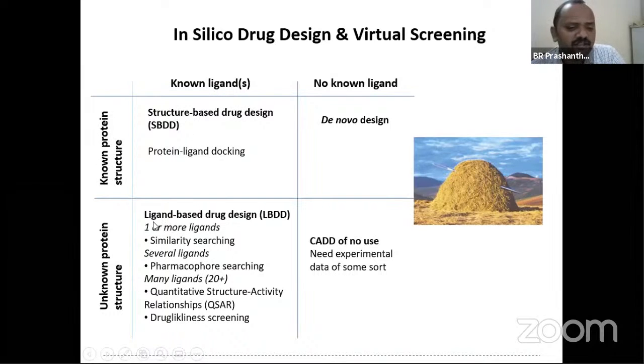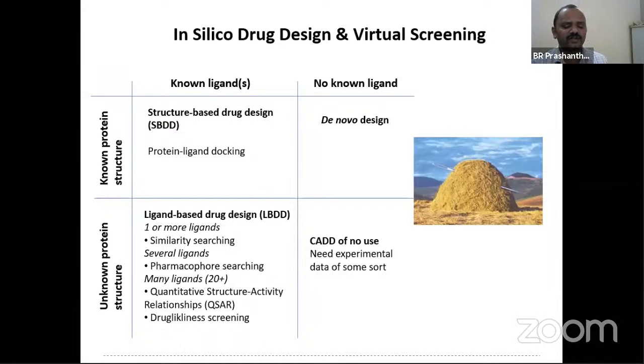In ligand-based drug design, one or more ligands are required at least, so that we can do similarity searching. If you have one potent molecule, we can search it against libraries of compounds for matching pharmacophore features. And if you have several ligands, we can generate a pharmacophore out of them and then use it to virtually screen the library of compounds.